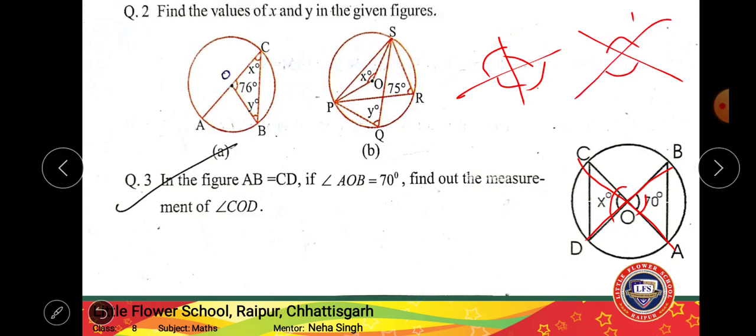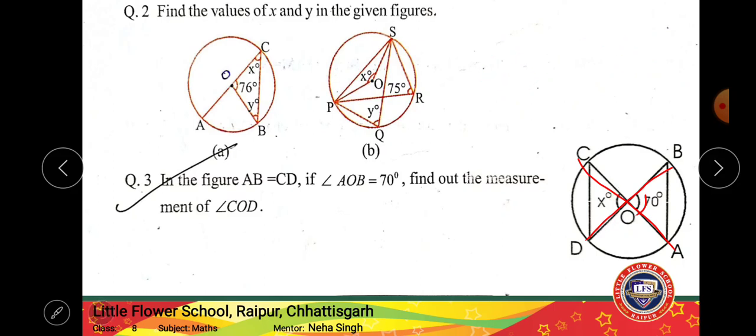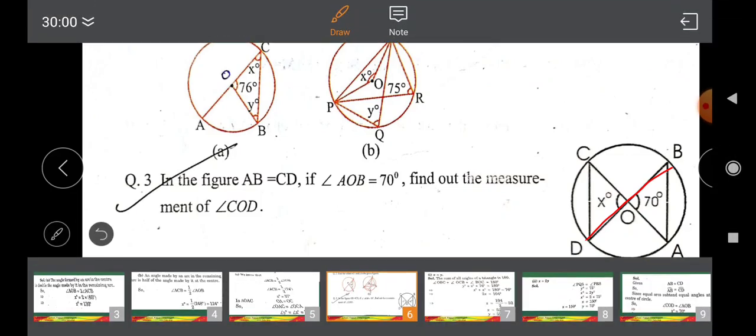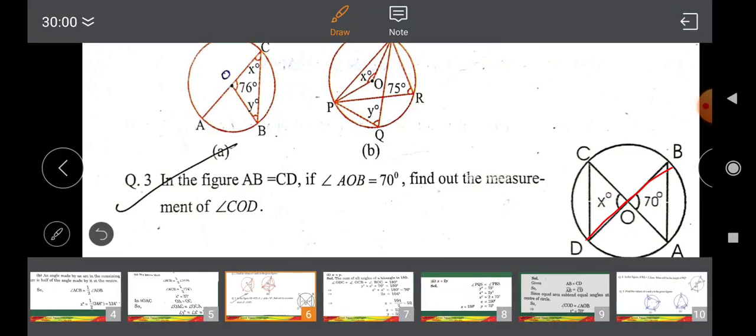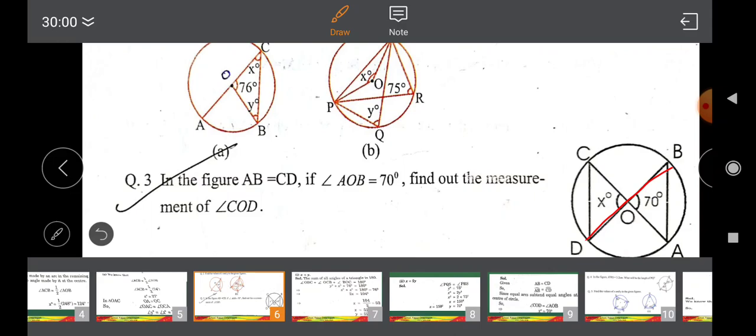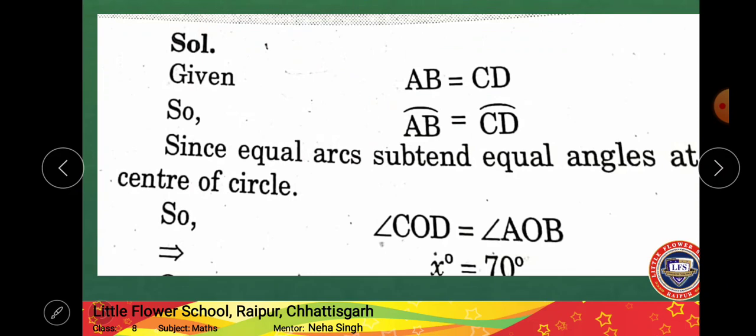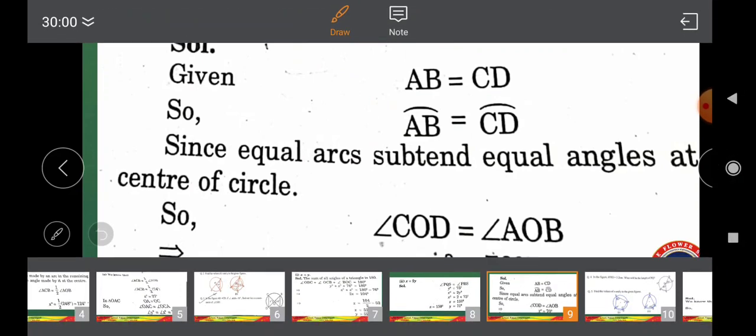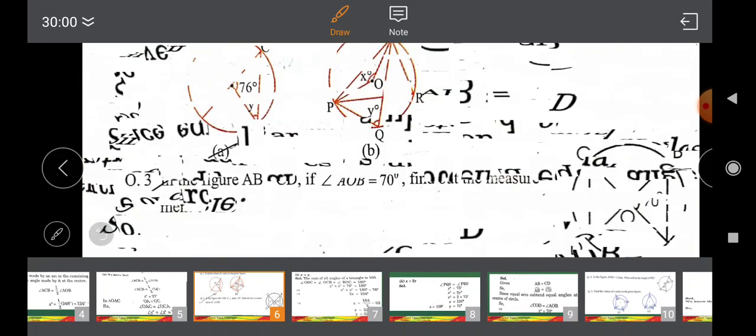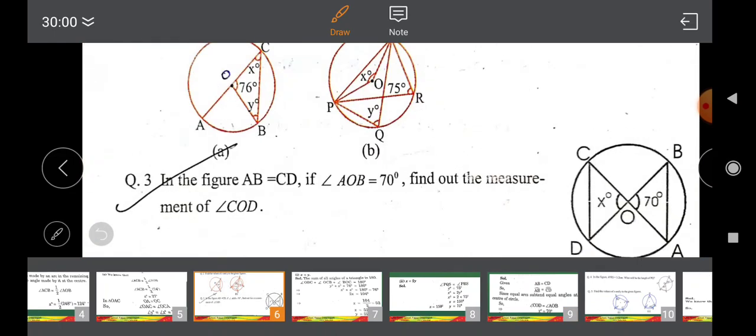This is all vertically opposite, right? In somewhere we are getting these figures, you will be getting vertically opposite angles. So here we can see x and 70 degree are vertically opposite angles. Since angle AOB is 70 degree, angle COD will also be 70 degree. Or we can also write that since both are in the same segment of the circle, they will be equal.